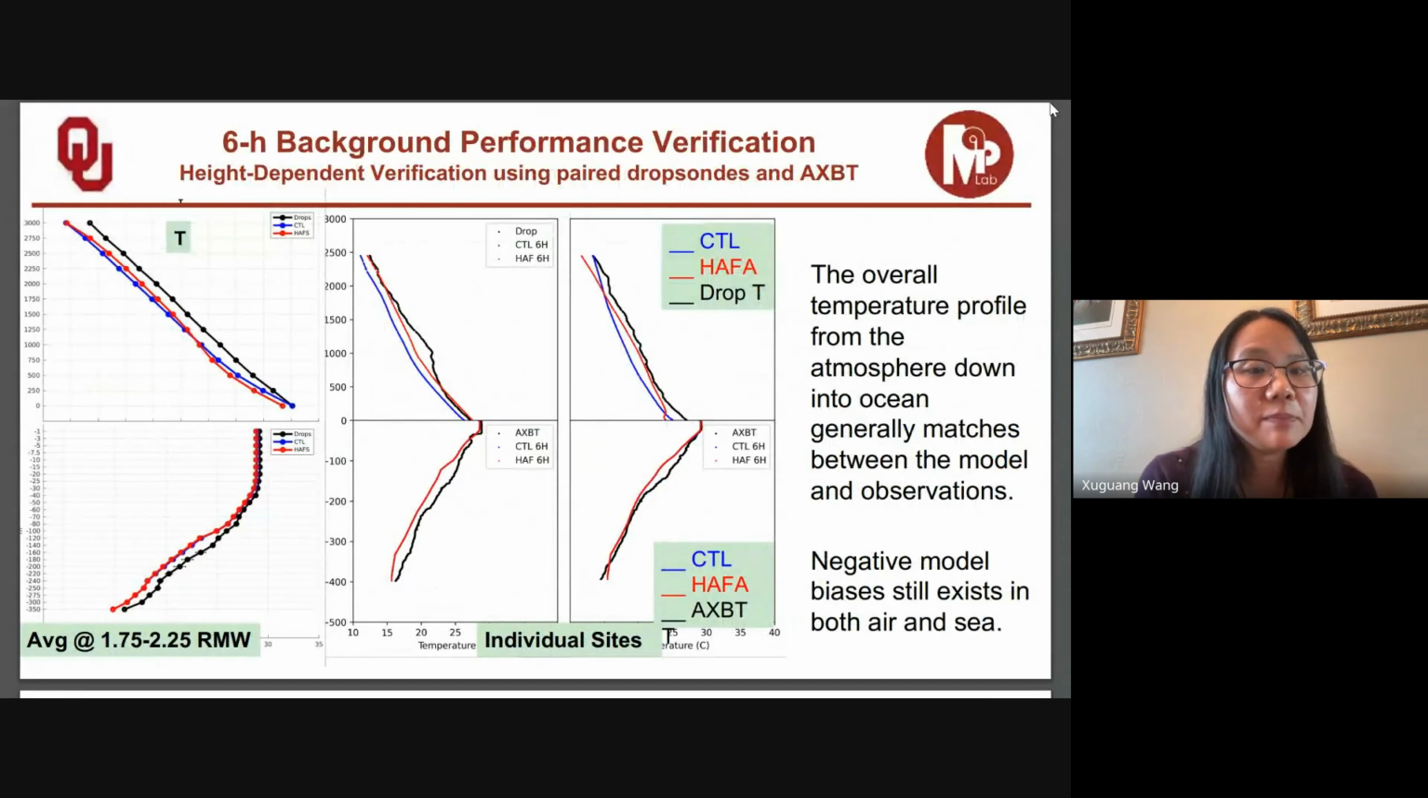So we also leverage the paired dropsonde AXBT because it allows us to see the profiles of temperature from atmosphere to the ocean. So what's showing here is basically temperature profiles from the atmosphere to ocean at about 1 radius of maximum wind. This is averaged over all dropsonde AXBT pairs on the left. So overall the model is capturing the profiles well, but you also observe the low bias for both atmosphere and ocean. Next, please.